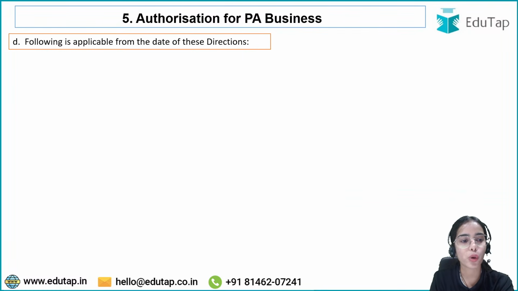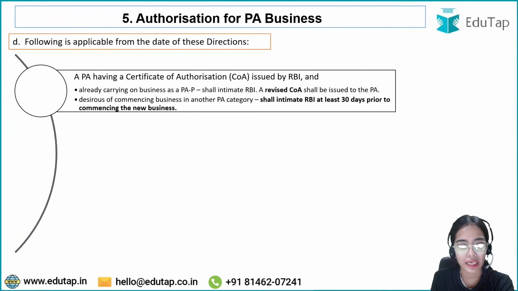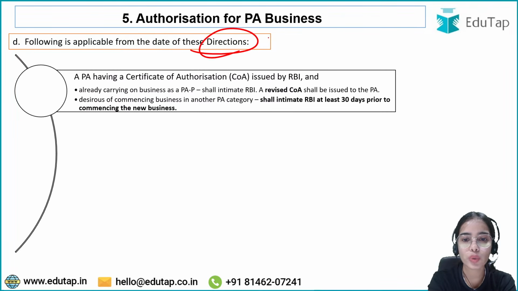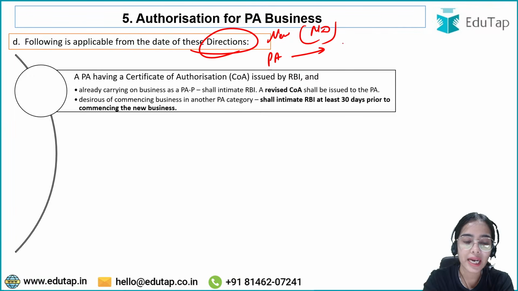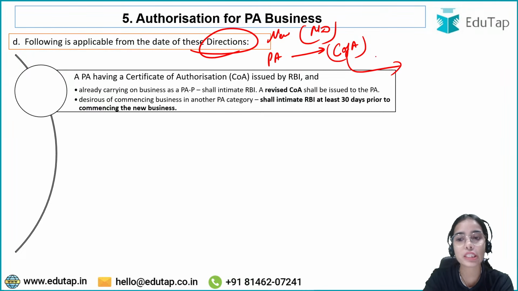Continuing with the next point, the following is applicable from the date of these directions. As soon as these master directions are released, it has been said that the payment aggregators that had taken the certificate of authorization previously will have to take the new certificate of authorization under this new master direction.